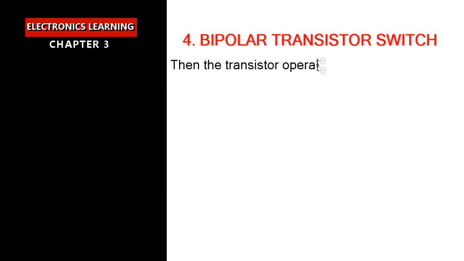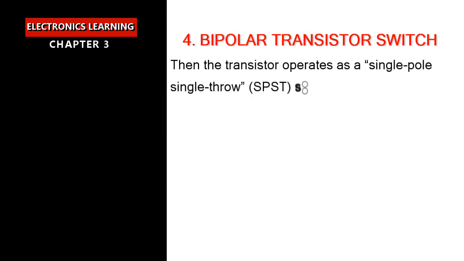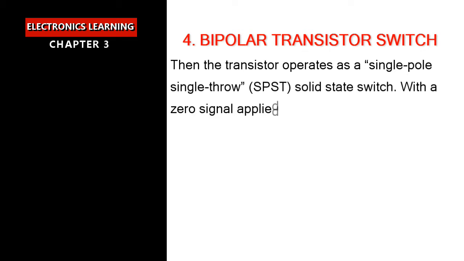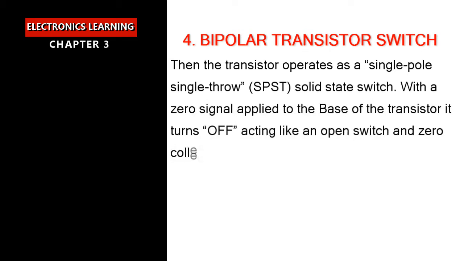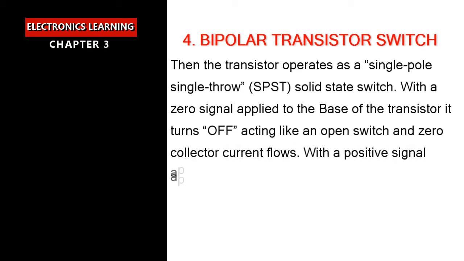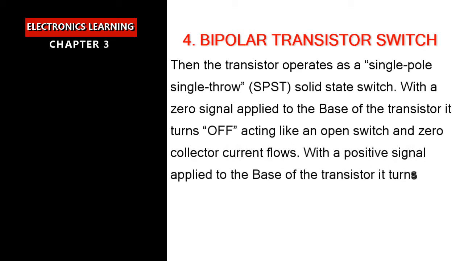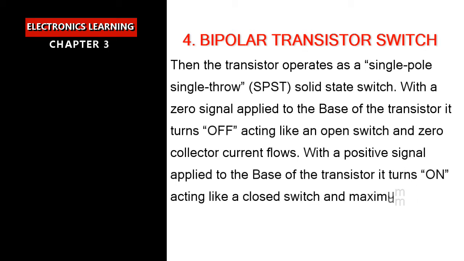Then the transistor operates as a single-pole single-throw solid-state switch. With a zero signal applied to the base of the transistor, it turns off, acting like an open switch, and zero collector current flows. With a positive signal applied to the base of the transistor, it turns on, acting like a closed switch, and maximum circuit current flows through the device.